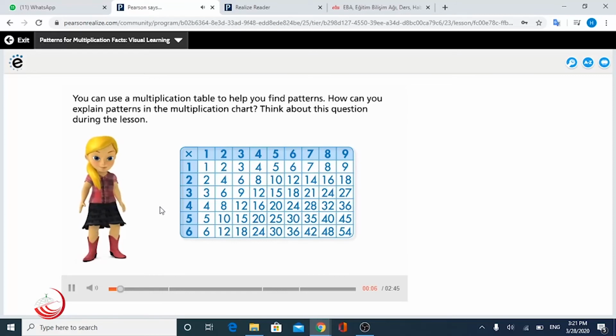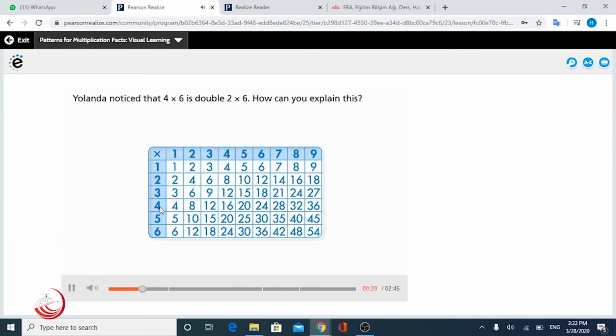You can use a multiplication table to help you find patterns. How can you explain patterns in the multiplication chart? Think about this question during the lesson. Yolanda noticed that 4 times 6 is double 2 times 6. How can you explain this? How is 2 related to 4? What is the same in the facts 4 times 6 and 2 times 6?